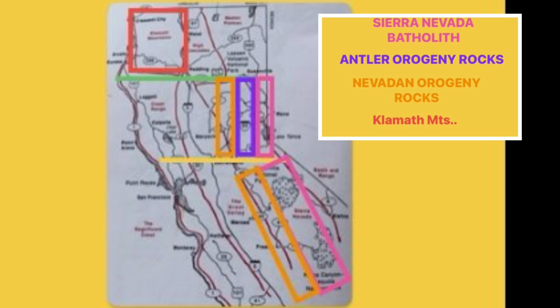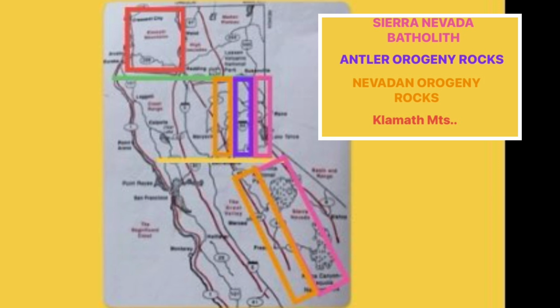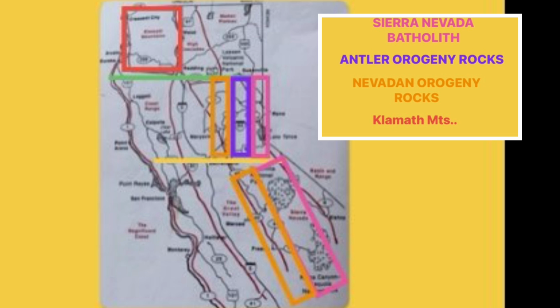North of the green line on the map, you can see the red square, and that represents the Klamath Mountain Range, which is essentially a piece of the Sierra Nevada mountains that broke loose and moved west during the Nevada Orogeny. It actually shoved about 60 miles west.